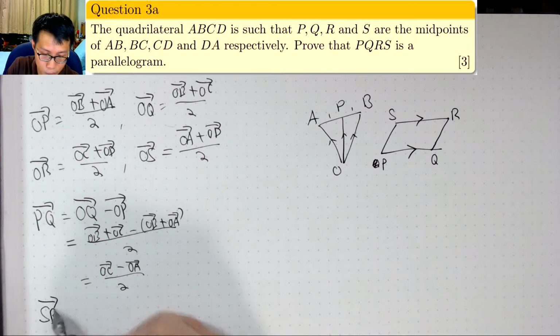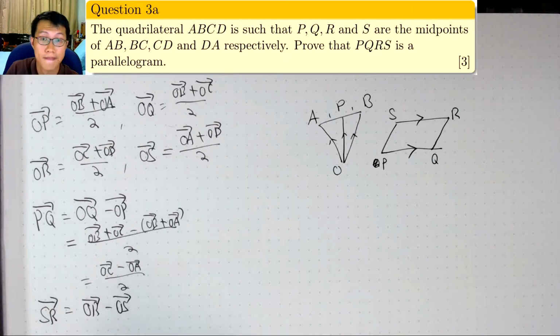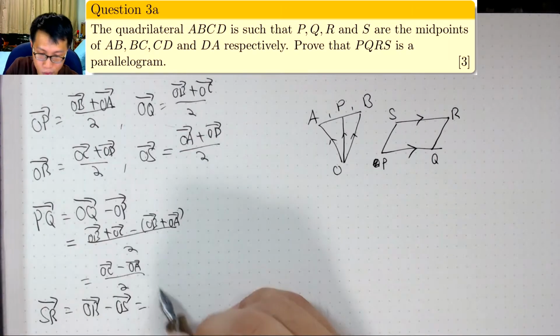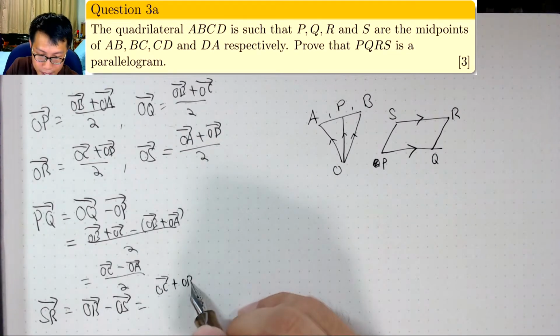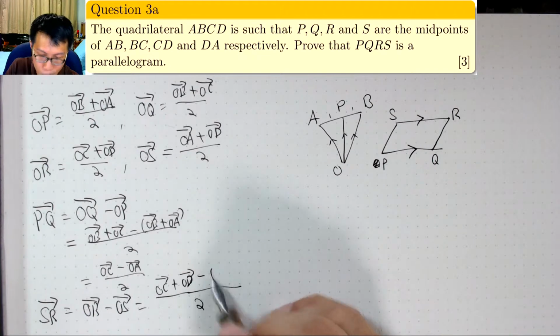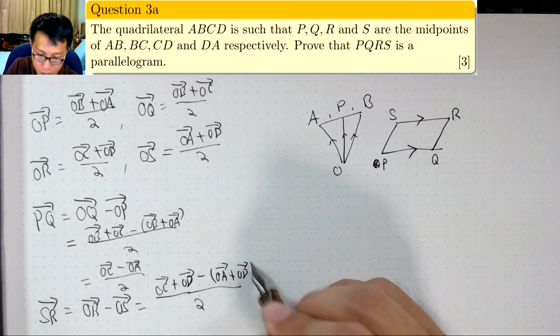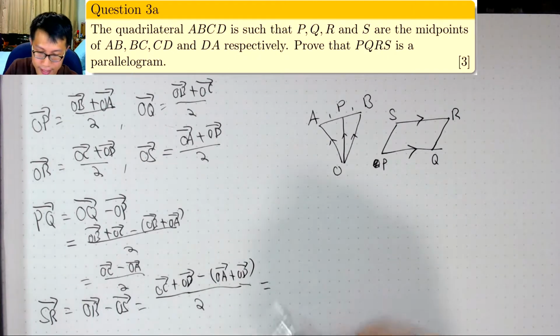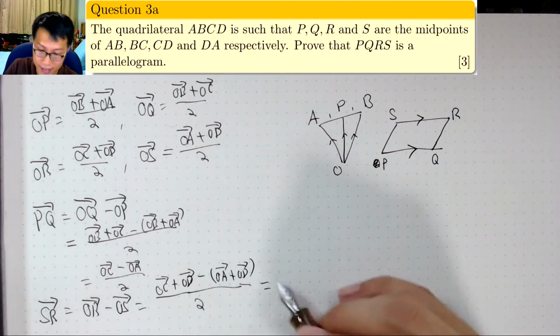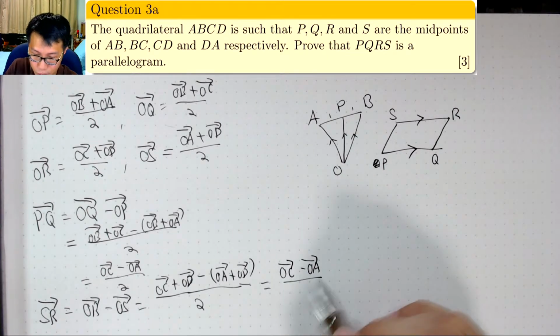SR will be equal to OR minus OS, and OR is (OC plus OD) over 2, minus OS, which is (OA plus OD) over 2. Now the OD cancels out, leaving us with (OC minus OA) over 2.